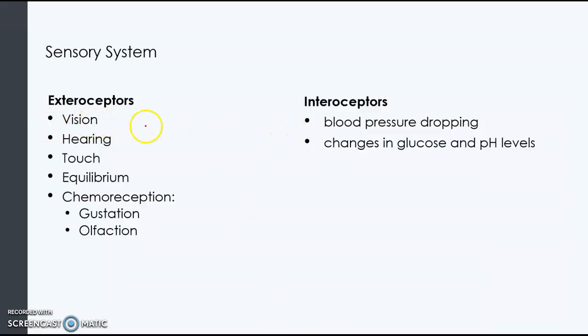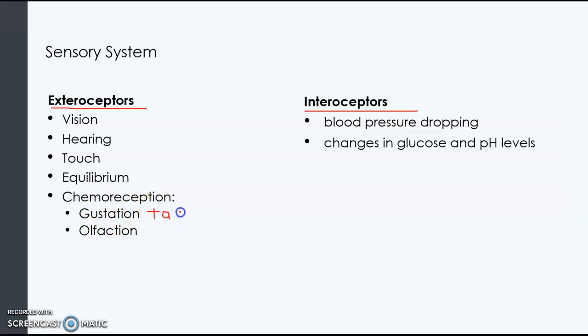The sensory system, sometimes called the special senses, is part of the nervous system. So it is another control organ system. It is going to be composed of sensory receptors. If they are exteroceptors, it means that they receive information from the environment. And if they are interoceptors, they receive information about conditions going on inside your body. So there are vision, hearing, touch, equilibrium exteroceptors, and then there are also chemoreceptors. Gustation means taste, and olfaction means smell.